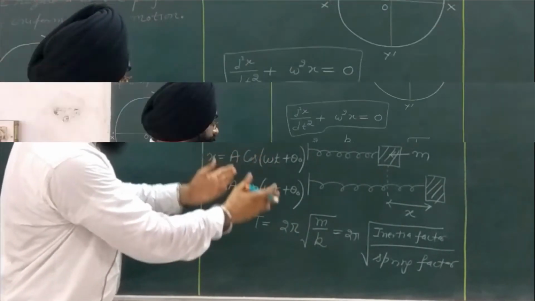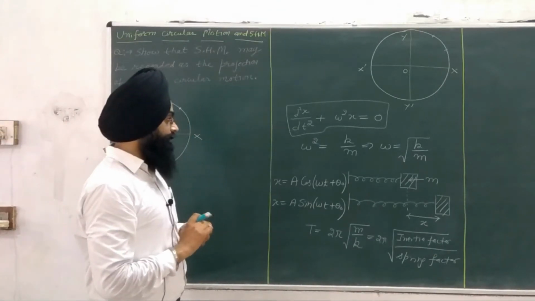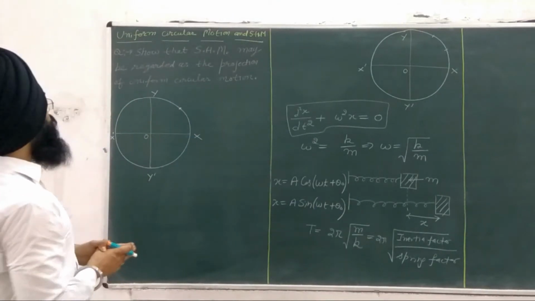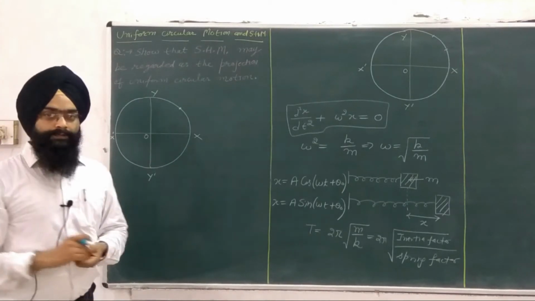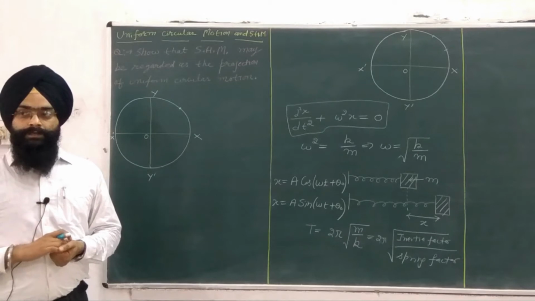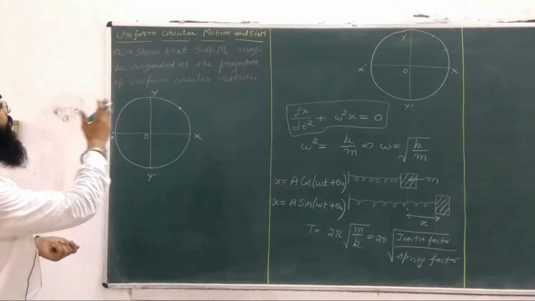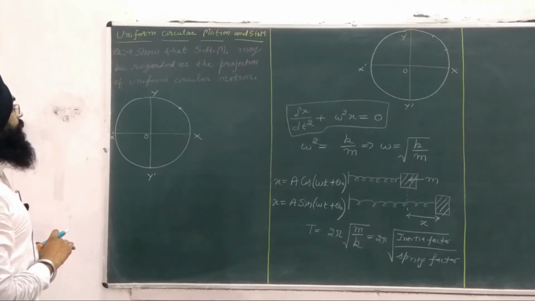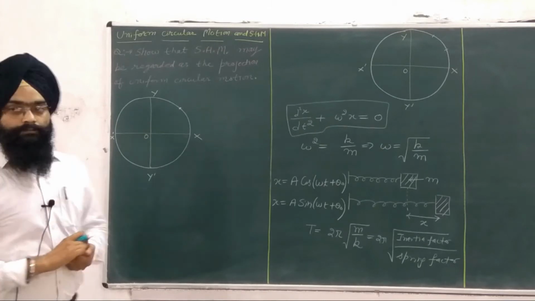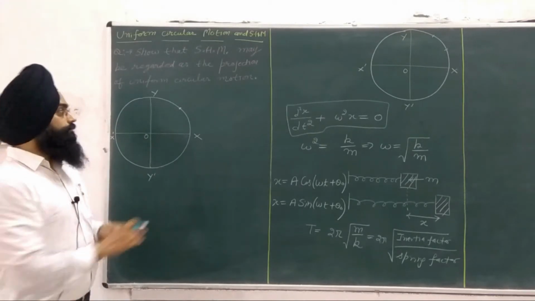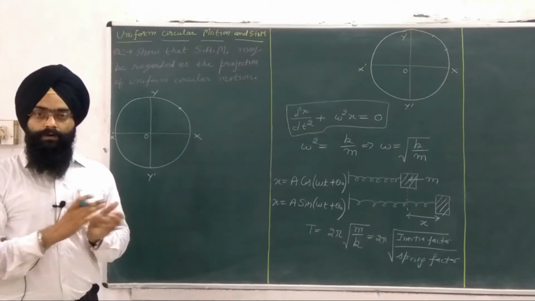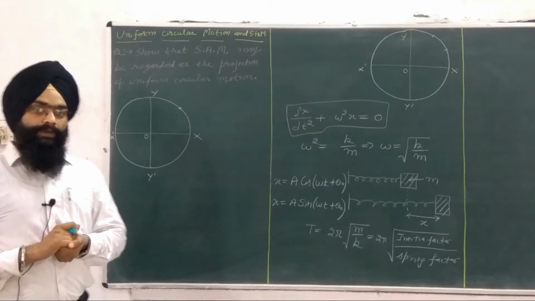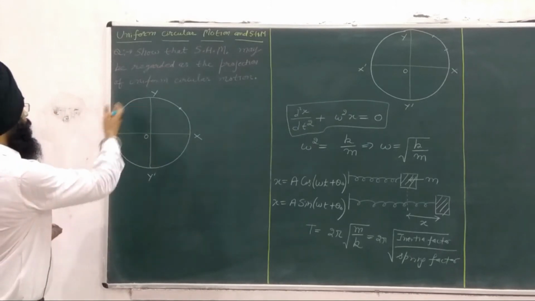So all these things were discussed in the previous lecture. Now we'll come to the topic of today's discussion: uniform circular motion. Sometimes the question is asked: show that simple harmonic motion may be regarded as the projection of uniform circular motion. So in order to understand this concept, we have drawn the circle here.